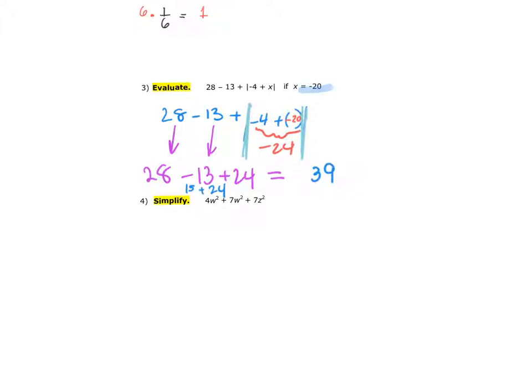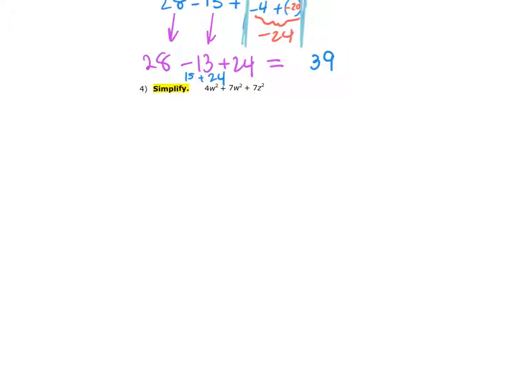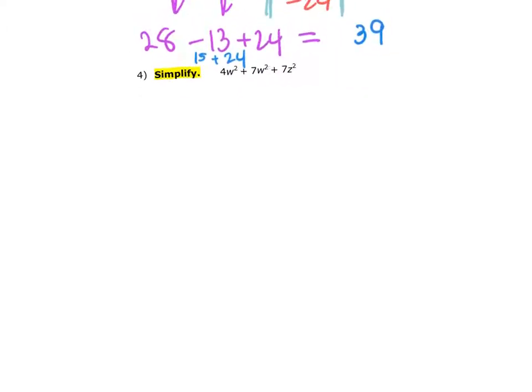Okay, number 4 is asking me to simplify. And when I simplify, I just simply combine like terms. Remember, you can only combine w squareds with w squareds, z squareds with z squareds. And the only time that your exponents change is if you're multiplying variables or dividing or power to power. 11w squared plus 7z. Nice. 4 and 7, 11w squared plus 7z squared.